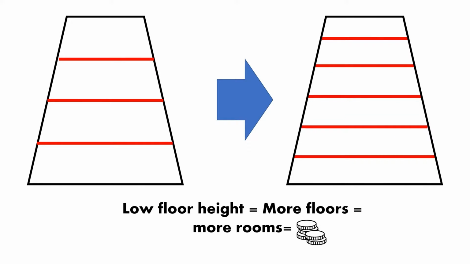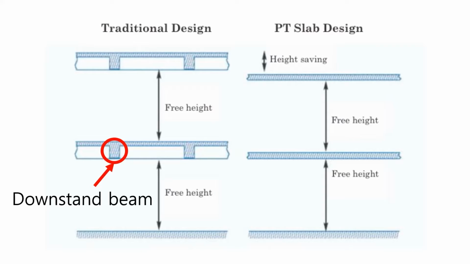And for the profitability of the hotel and apartment, designers had to put many floors in the limited height, so they wanted to reduce the thickness of each floor slab. So, the Shard used post-tensioned concrete slab instead of normal concrete slab. Therefore, the downstand beam could be removed, and the thickness of the slab was reduced.